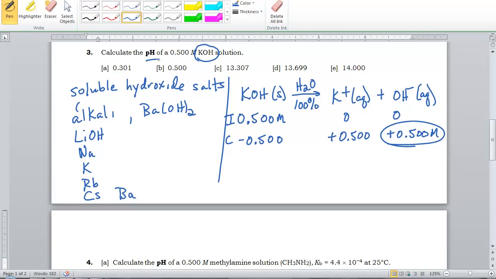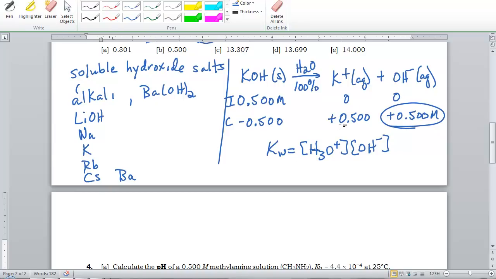One way to get the hydronium, don't forget this equation. Kw is 10 to the negative 14th at 25 Celsius. Plug in hydroxide, solve for hydronium. Try that. Make sure you can do that. You need to know that for the exam anyway. But let me show you something new.